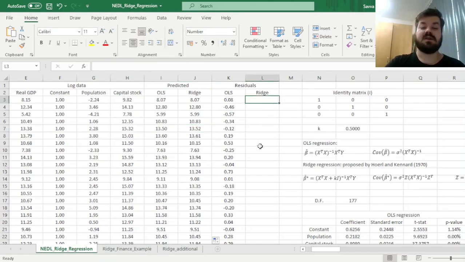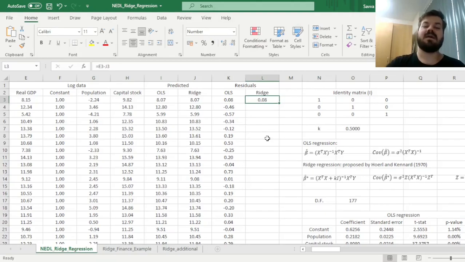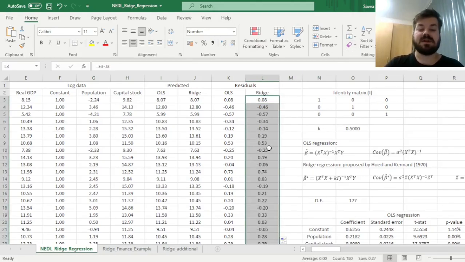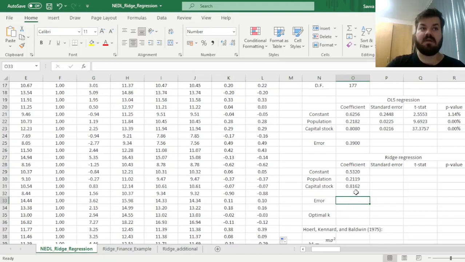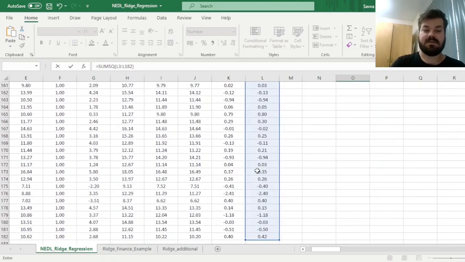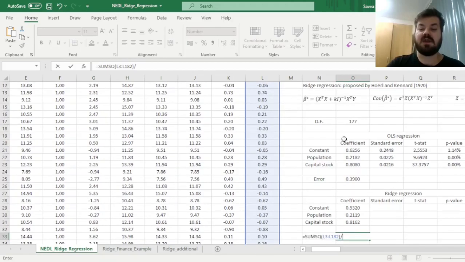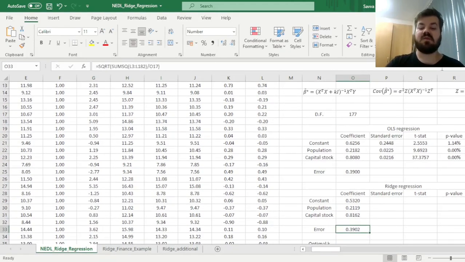So the residual of the ridge regression would be the real GDP that we've got over here minus the ridge regression estimated value of log real GDP. And we can enforce it throughout the whole sample and see that residuals are quite similar as well. And now we can calculate the standard error of our ridge regression by inputting the sum of squared errors, divided by the number of degrees of freedom, which is equal to the one in the OLS, simply number of observations minus number of parameters. And to get the standard error and not the variance of the model, we'll take the square root. And that gives us 0.3902.